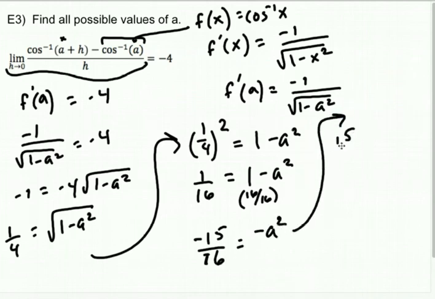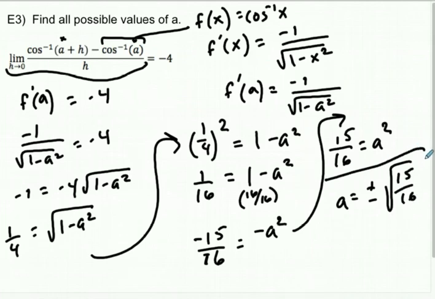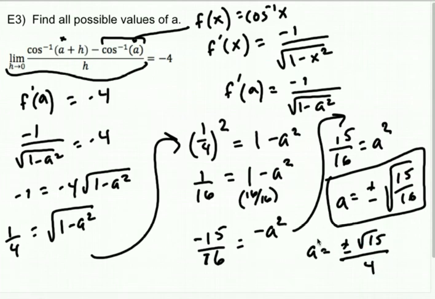So 15/16 is my a squared, which means a must be plus or minus the square root of 15/16, which is not a wrong answer, but I think you're more likely to see it as a plus or minus root 15 all over a 4, because the root 16 would be a 4. So that's the idea. It's all about the pattern recognition. Even if you recognize the pattern, it's still not a short problem, but the problem turns into mostly algebra if you can recognize the pattern.